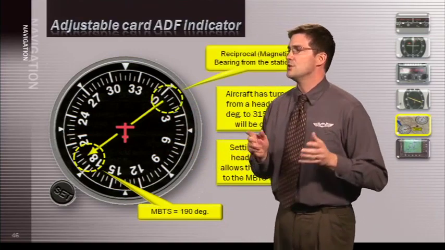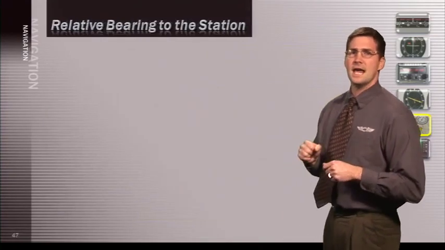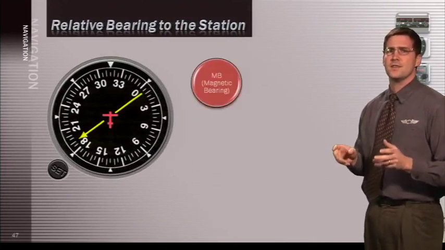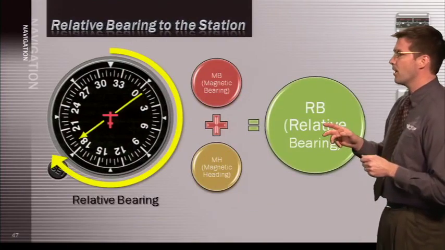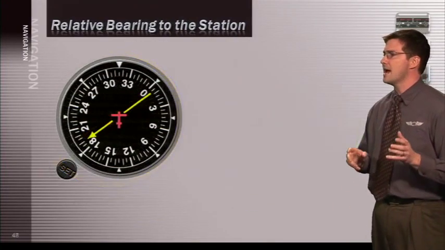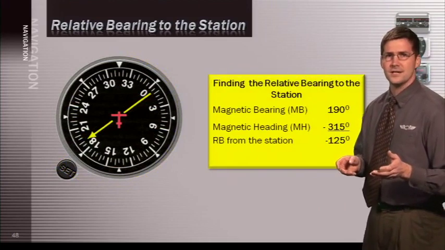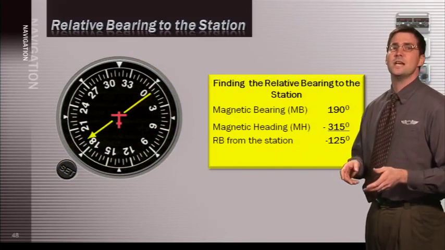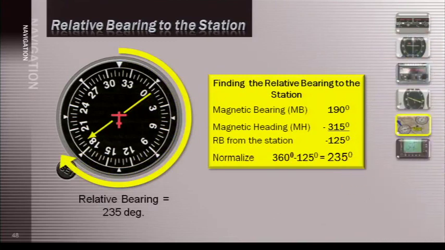In some instances, you still need to know the relative bearing to the station. Here's the formula. Subtract the magnetic heading from the magnetic bearing to find the relative bearing to the station. Here's how it works. Take the magnetic bearing of 190 degrees and subtract the magnetic heading of 315 degrees. Our answer is negative 125 degrees. You can't have a negative heading, so we need to normalize by adding 360 degrees. Now we can see that our answer is 235 degrees right turn. Remember this right turn relative bearing. Always turn to the right to get your relative bearing.